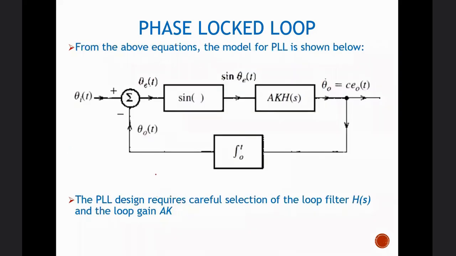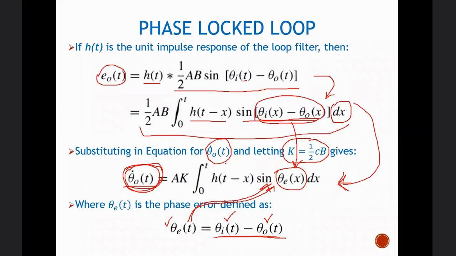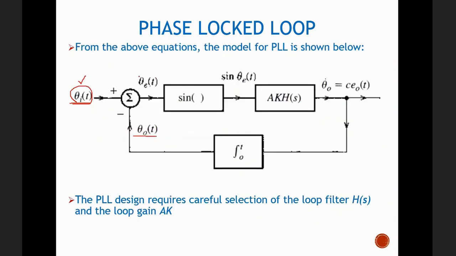The block diagram of this whole process is shown here. This is the phase of the incoming signal. This is the effective block diagram of the PLL; we are only considering the phase. The phase of the incoming signal and the phase of the VCO are subtracted at this point according to this expression, so we get a difference of the phases.